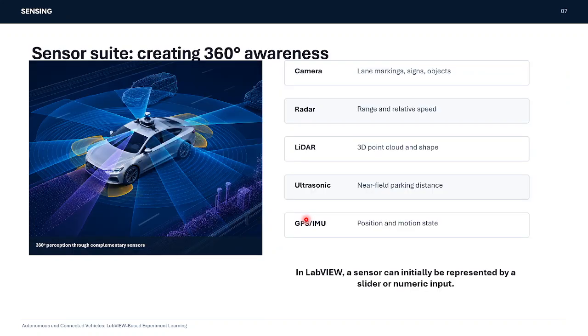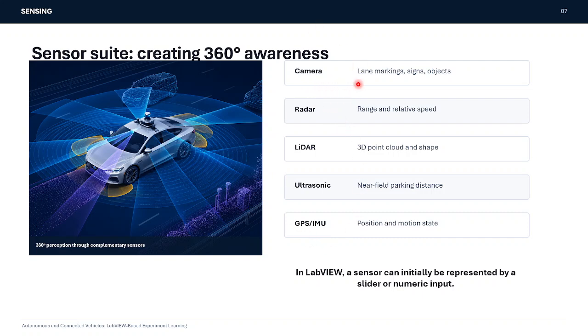Now we have to look at some sensors. I don't know how much the UG-level students have studied about the different types of sensors. In an autonomous vehicle, we use different types of sensors: camera, radar, LIDAR, ultrasonic, and GPS/IMU. These sensors serve different purposes.